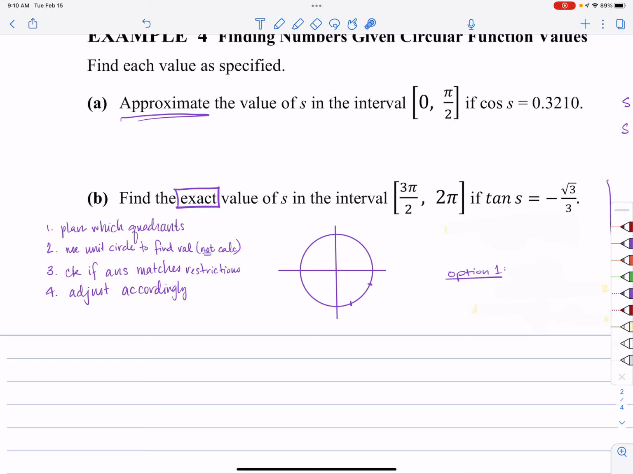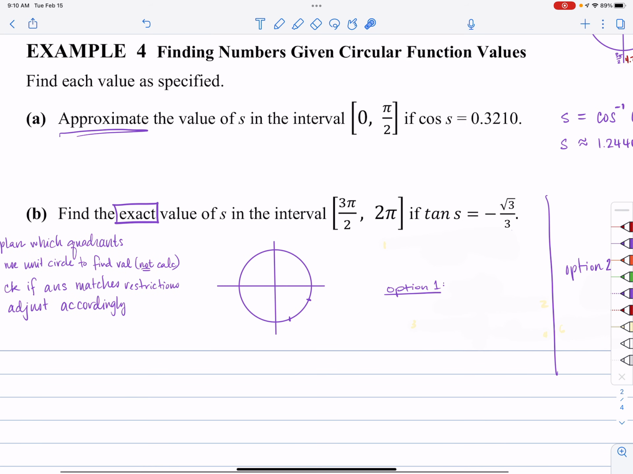So I've given you kind of a little bit of a how-to list here. The first thing you want to do is plan which quadrants that is. This is where you're using All Students Take Calculus. When you look at this, it says that your tangent is negative, and so you ask yourself, where is tangent negative? And you know that that's going to occur in quadrants 2 and 4. Specifically, we want to focus on quadrant 4 because that's what the restriction in the directions says. So that's first.